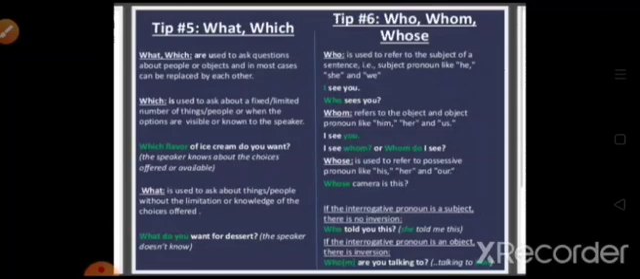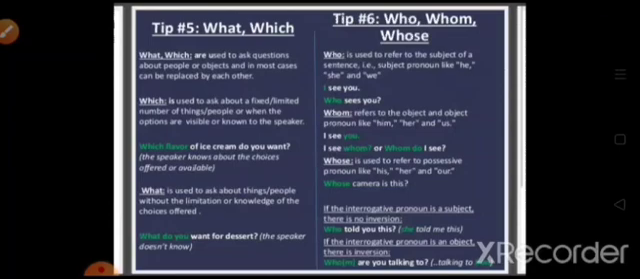Now what is used to ask about things, people without the limitation or knowledge of the choice offered. So here we can see in the case of what, there is no limitation or knowledge of the choice offered. What do you want for dessert? The speaker doesn't know. And let's move to tip number 6, who, whom, and whose.